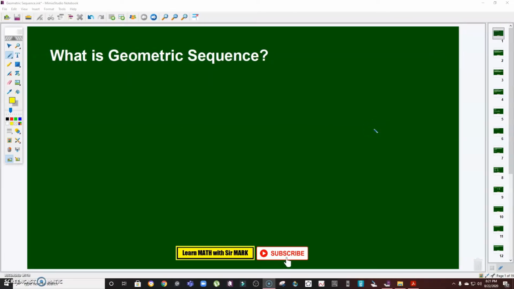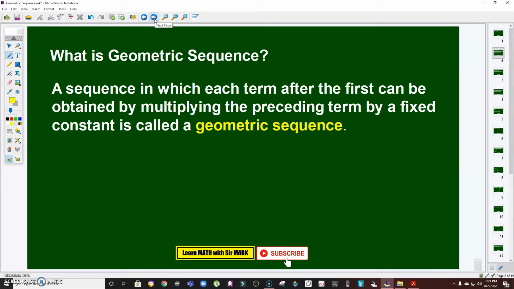First, let us define what is geometric sequence. A sequence in which each term after the first can be obtained by multiplying the preceding term by a fixed constant is called a geometric sequence. That fixed constant that we're referring to is what we call the common ratio.